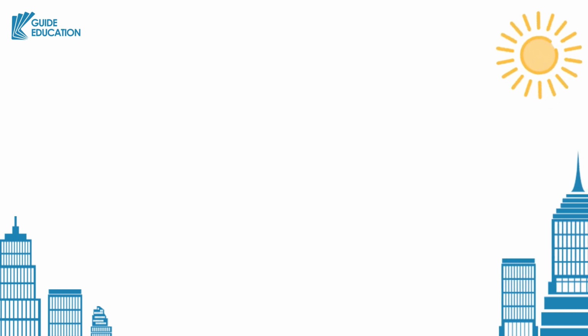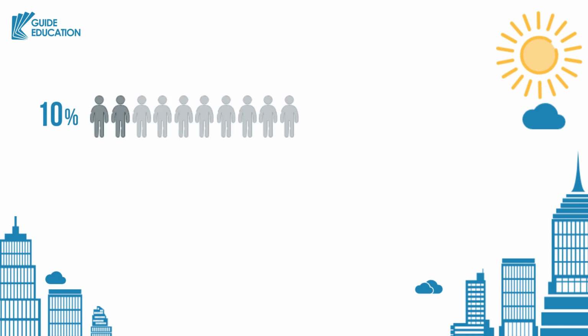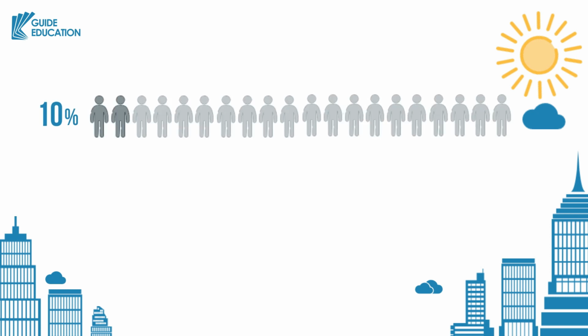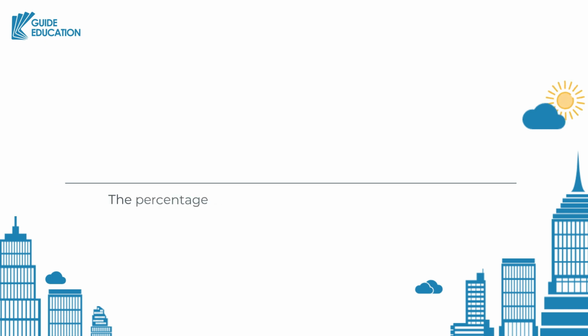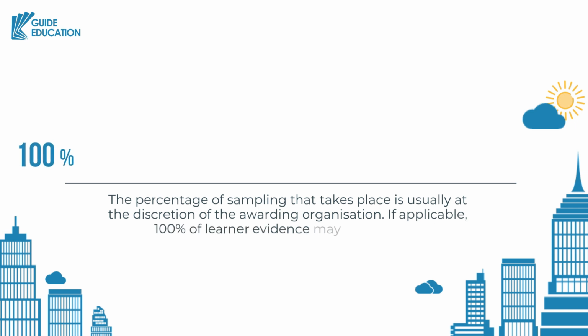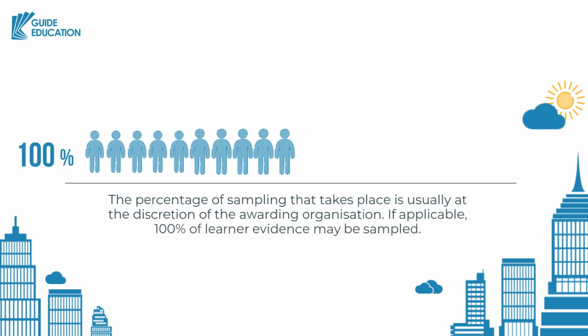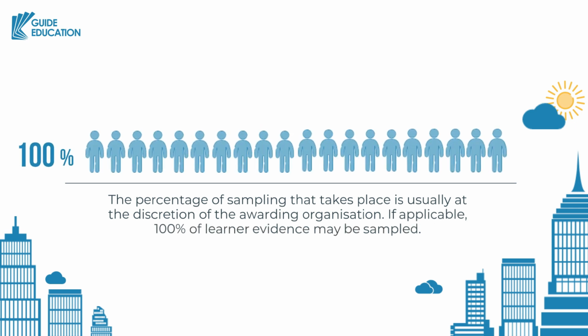Sampling is usually undertaken as a percentage of the learners undertaking a qualification. For example, if 20 learners have undertaken a qualification, 10% of their evidence may be sampled by an IQA. The percentage of sampling that takes place is usually at the discretion of the awarding organisation. If applicable, 100% of learner evidence may be sampled. This may take place if any issues have previously been identified within a centre or an assessor is newly qualified.